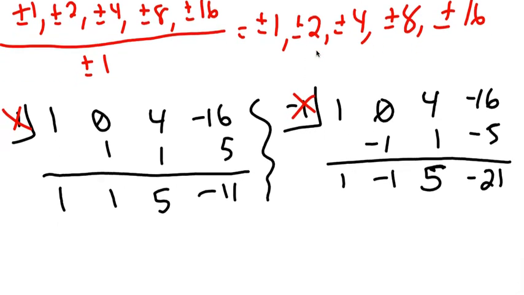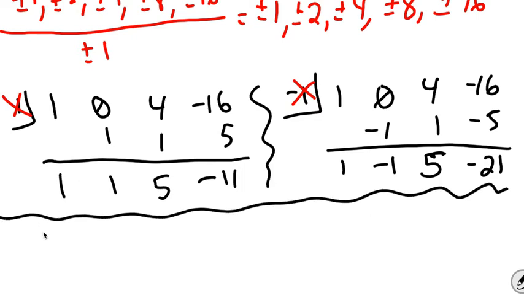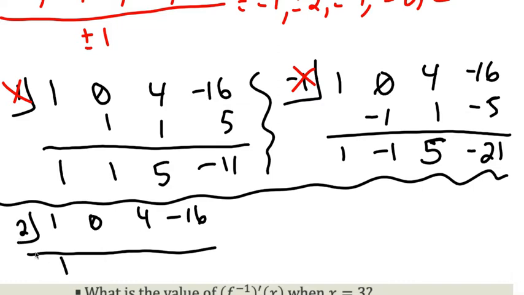Now we go on to our 2's, and you can probably see by now why this is a really, really, really annoying problem to do. So I go on to 2, and I'm using my same 1, 0, 4, negative 16. Bring down the 1, you get 1. Times 2 is 2. So 0 plus 2 is 2. Times 2 is 4. 4 plus 4 is 8. 8 times 2 is 16, so we got it. Okay, we got a remainder of 0. So now we know 2 is a factor. Okay, we haven't even answered the question yet. We just know that 2 is a factor.